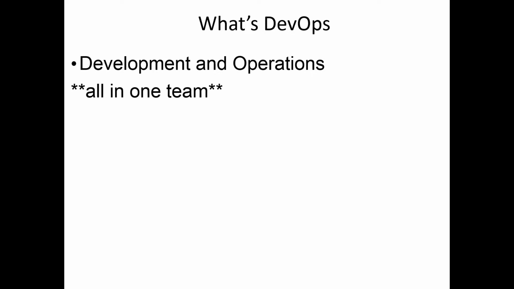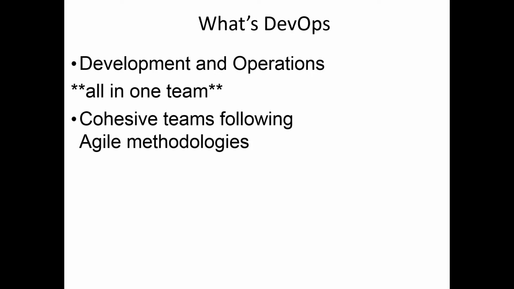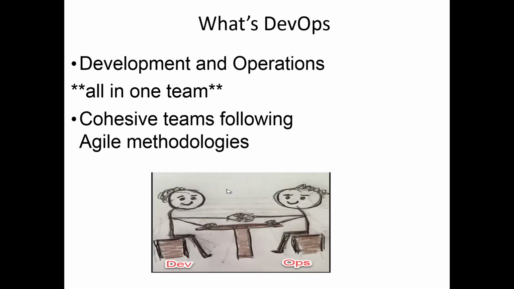So what is DevOps? It's development and operations all in one team. It's a cohesive team following the Agile methodology. Nothing against that. The methodology is still good. And this is the second drawing. DevOps sitting on the table together.